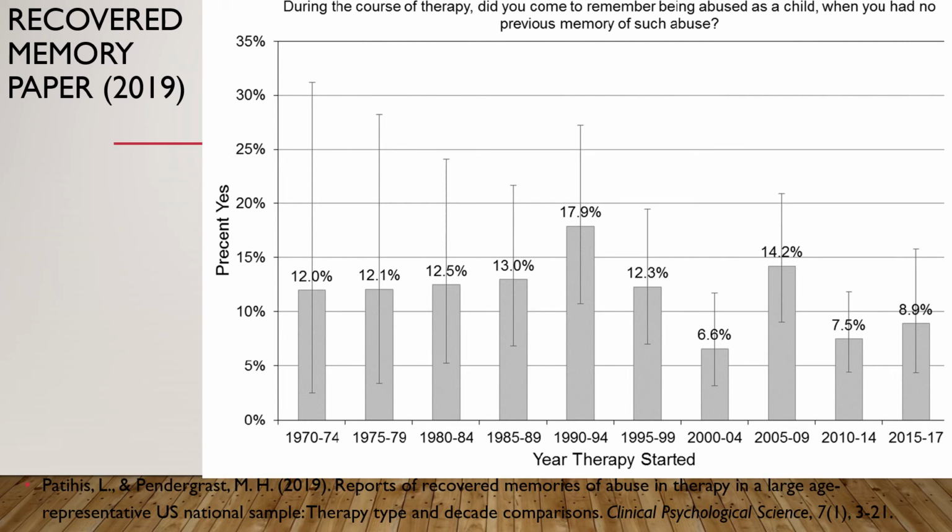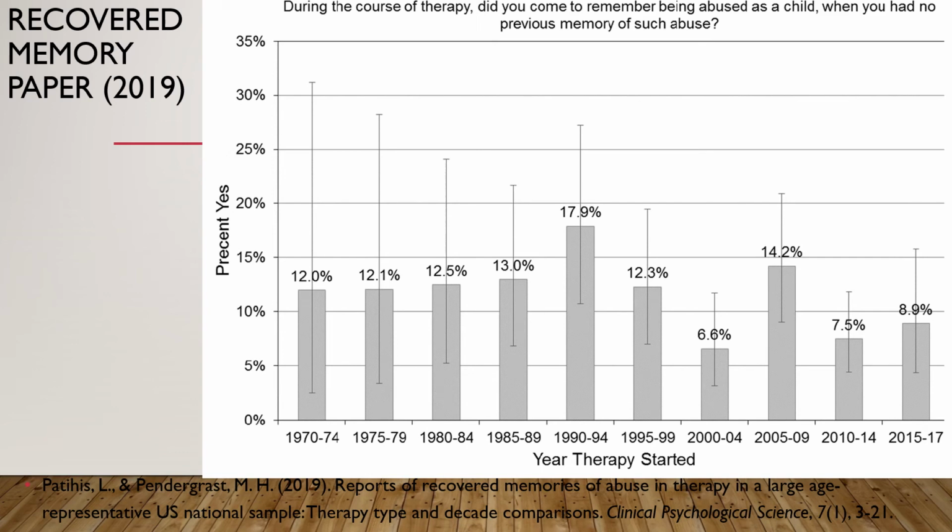And as expected, we found that in the 1990 to 1994 time period, there was indeed a peak. That was when all the sociological forces came together and repressed memory therapy became more popular. And out of those who said that they started any type of therapy in the 1990s, a full 18% of them reported remembering in therapy being abused when they had no previous memory of such abuse.